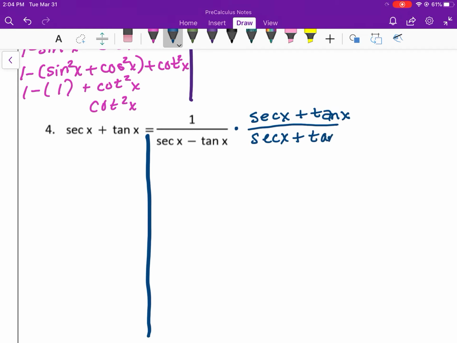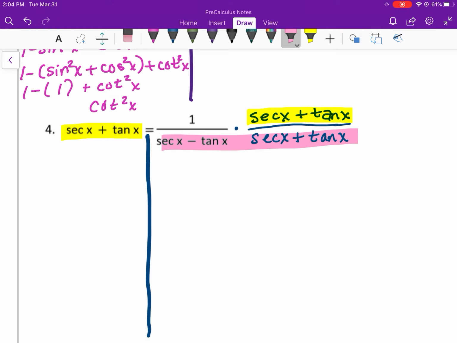Now, why would I do that? Well, I'm going to do that because I'm looking over here at the left side of my problem, and I see that it's just secant x plus tangent x. Well, if I multiply on the right by the conjugate, I've introduced that already. Now, if I could just get these two pieces to go to 1, then I have my identity figured out.